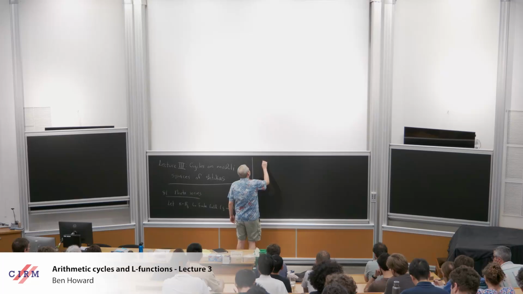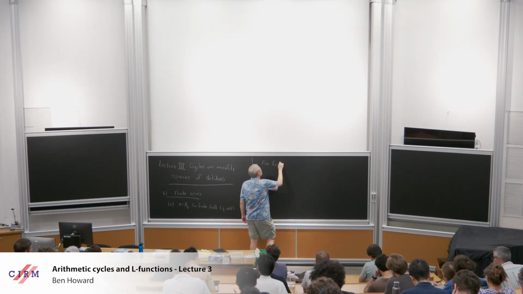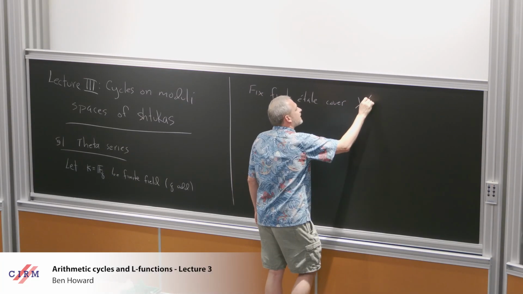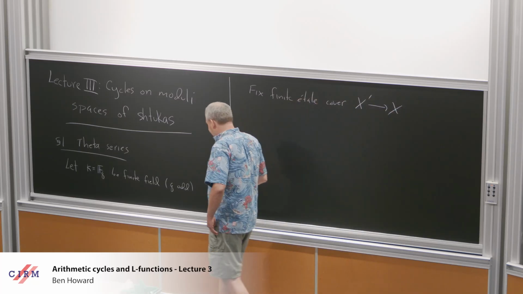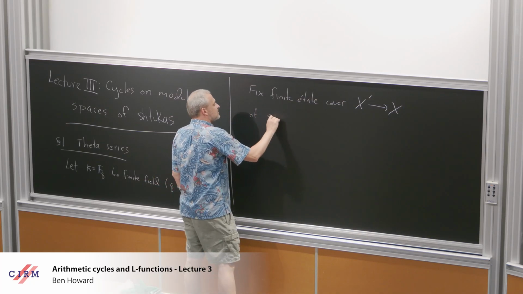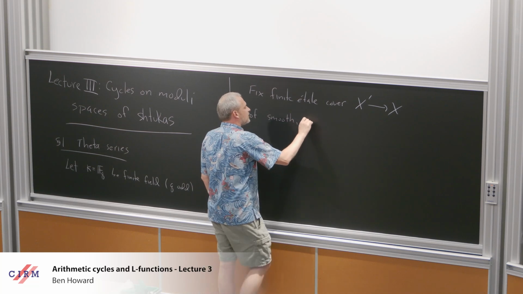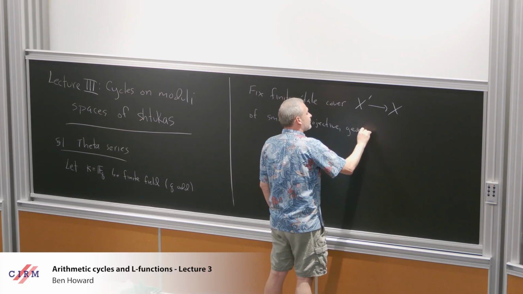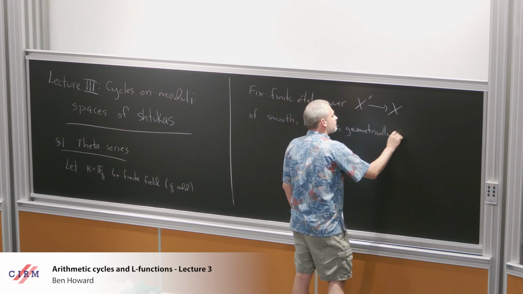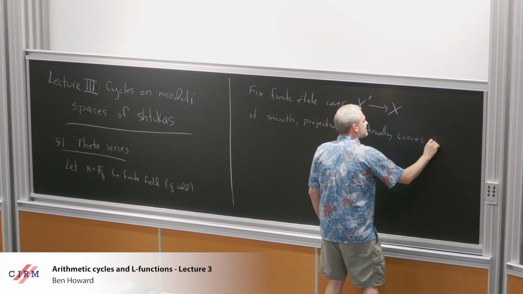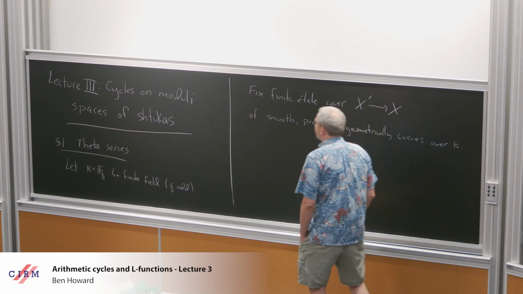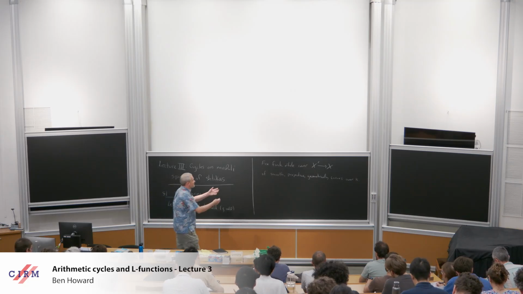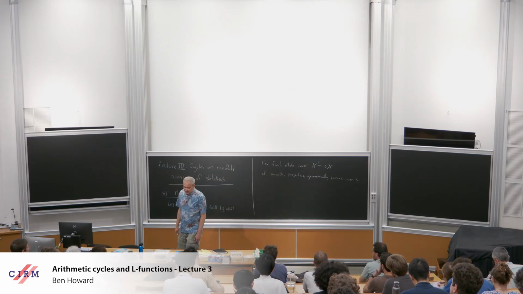So that's going to be a finite étale cover X' to X of smooth, projective, geometrically connected curves over our finite field K. So you should imagine, of course, that X is the rational numbers and X' is a quadratic imaginary field.